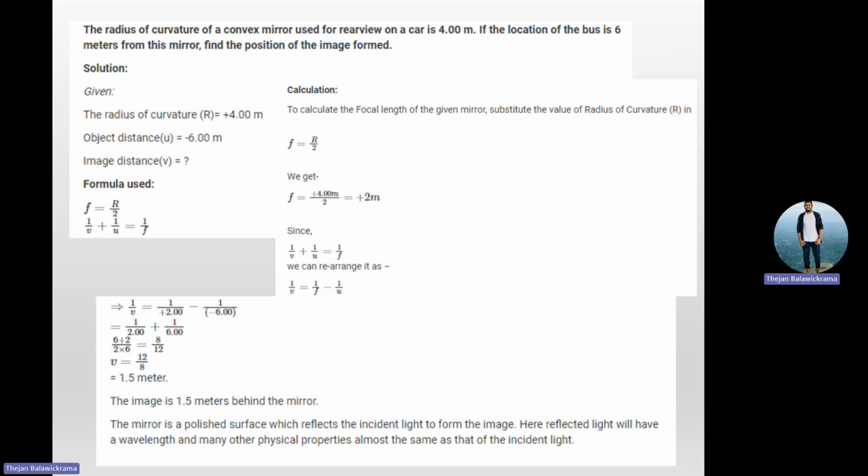So the mirror is polished when it reflects incident light from the image. The reflected light will have a yes. So the image is formed 1.5 meters behind the mirror. Behind the mirror is negative, so try putting it the other way, minus 1.5. Otherwise the calculations will be wrong.